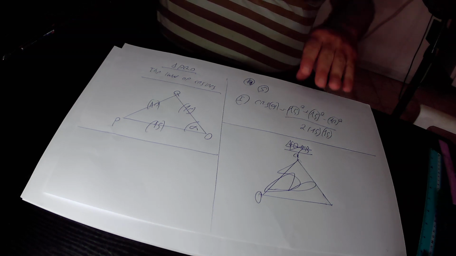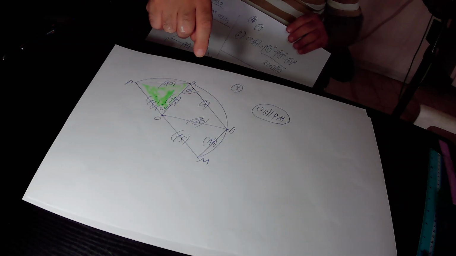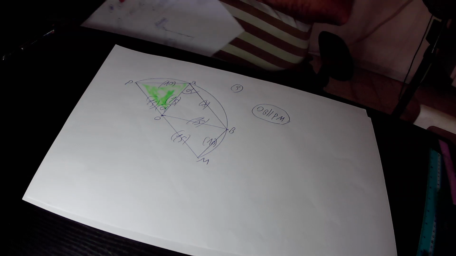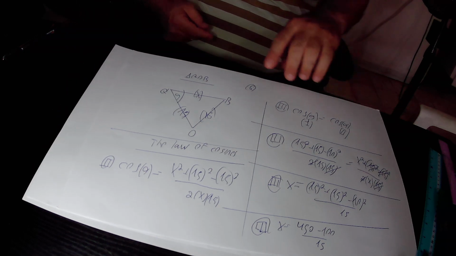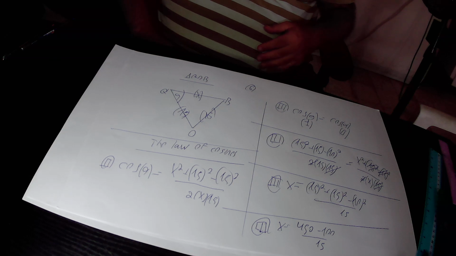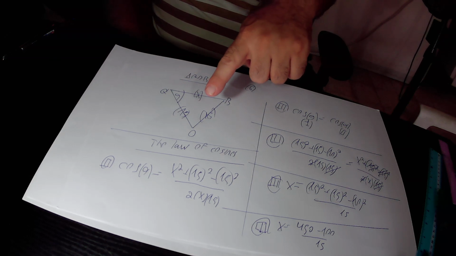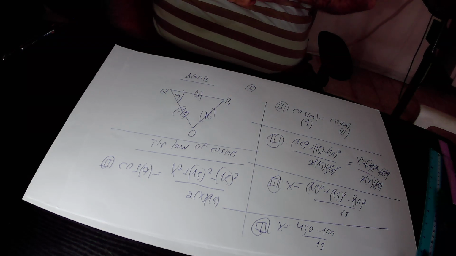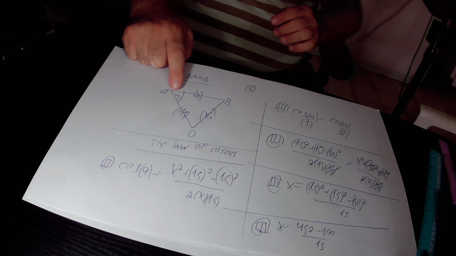In the next step, I copied this triangle QOB to a page and implemented the law of cosines in it. This is triangle QOB that I copied from the original drawing. OQ equals 15, and OB also equals 15, since they are both radii of the semicircle. QB is the missing line segment we are looking for in this question, and this is angle alpha.